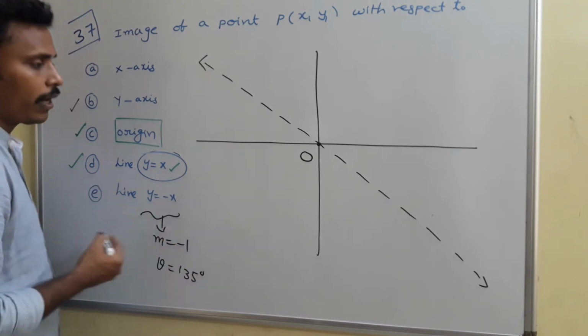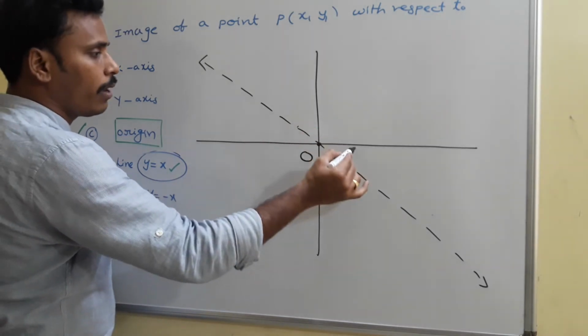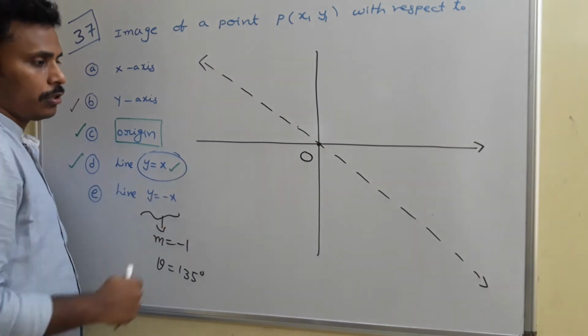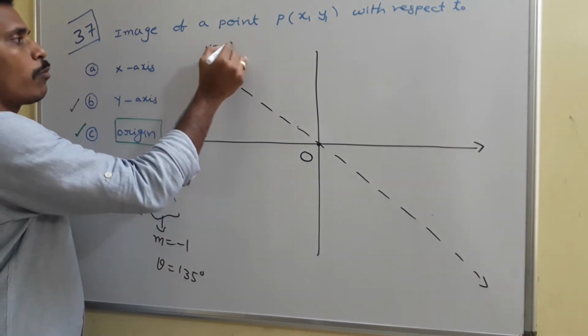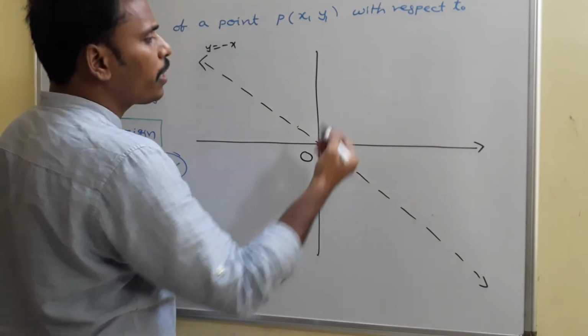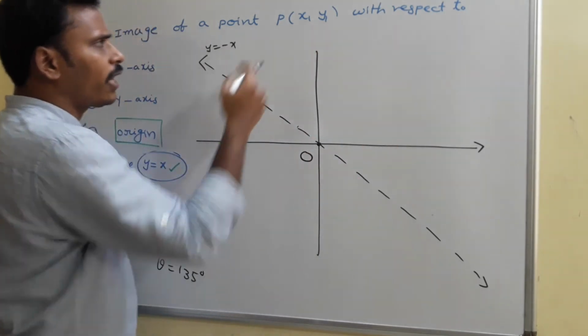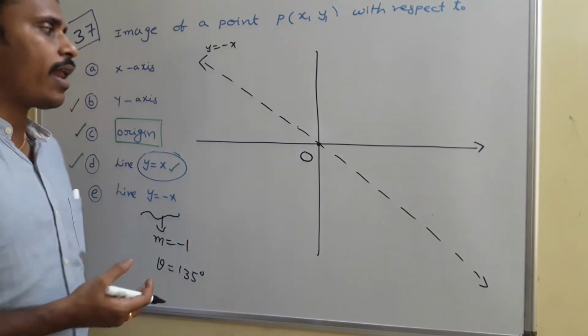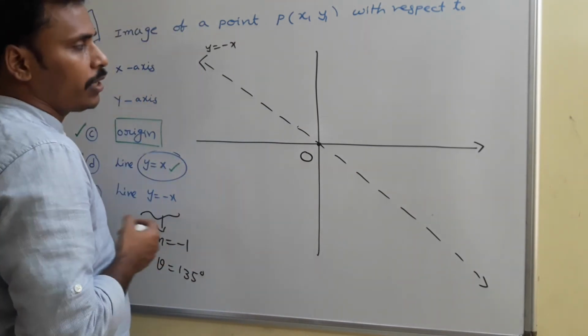Since the slope is minus 1, think about the inclination. Inclination is 135 degrees. That in the sense this line will make an angle of 135 degrees with the positive x-axis, and this is the position. This line is now y is equal to minus x. Now suppose I have a point somewhere, P (x1, y1). Actually we don't know the location of P. Anywhere as you like, just locate that P (x1, y1).